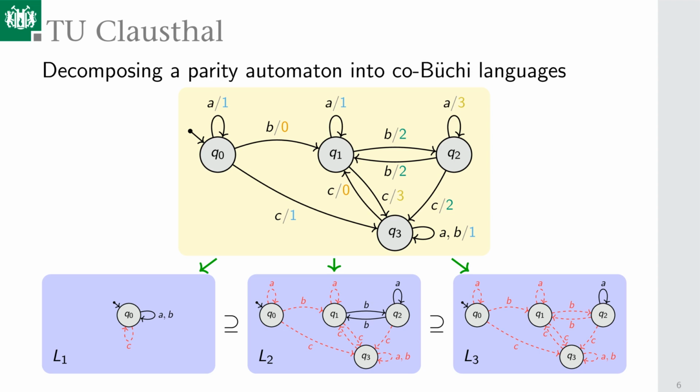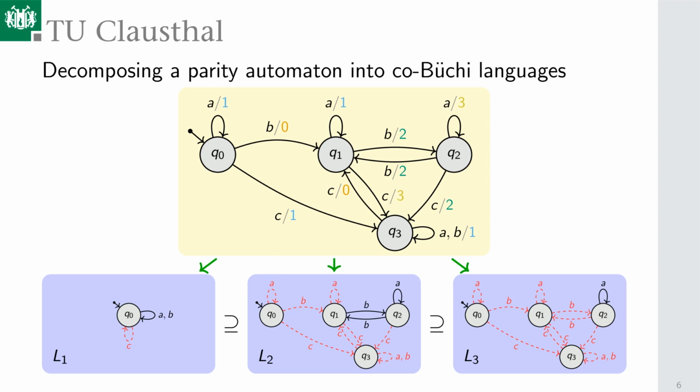To see this, consider the word A to the power of omega again. So A repeated for eternity. This one is in L1, but not in L2. It is in L1 because in this automaton only accepting transitions are taken for this word. But in this automaton, this rejecting transition from Q0 back to Q0 is taken all of the time.